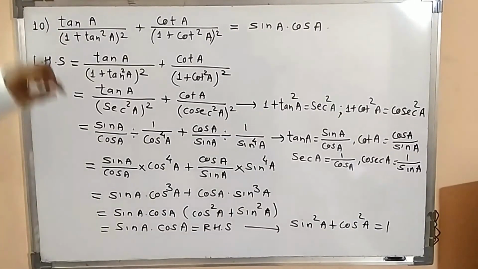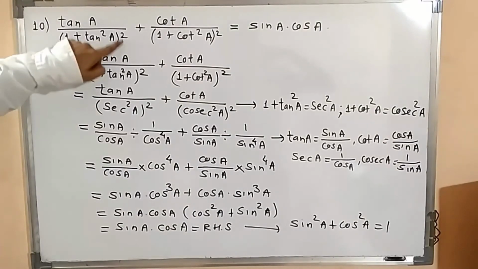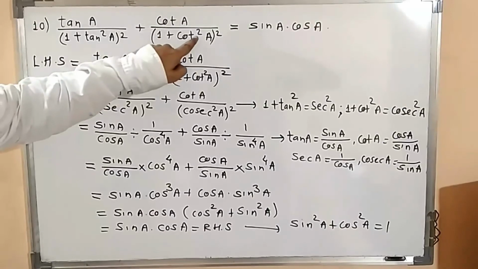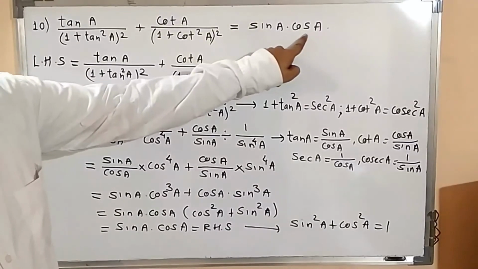Thus, what did I prove? (Tan A upon 1 plus tan square A) whole square plus (cot A upon 1 plus cot square A) whole square is equal to sin A into cos A.